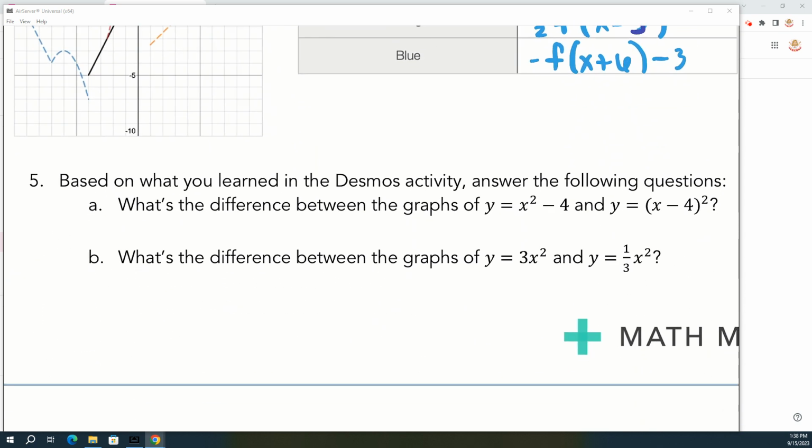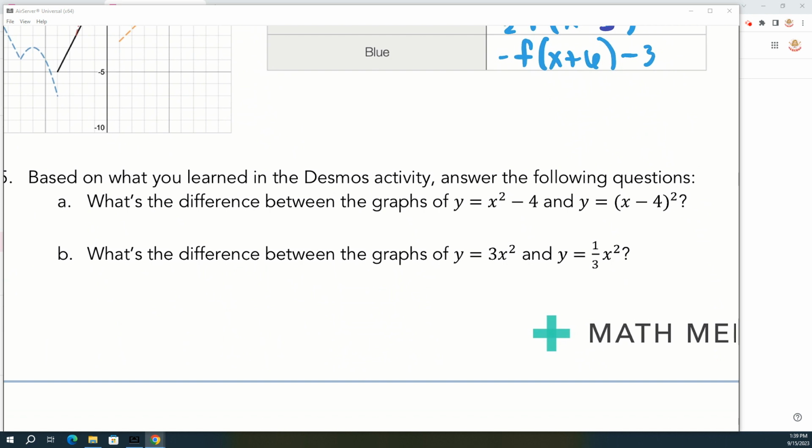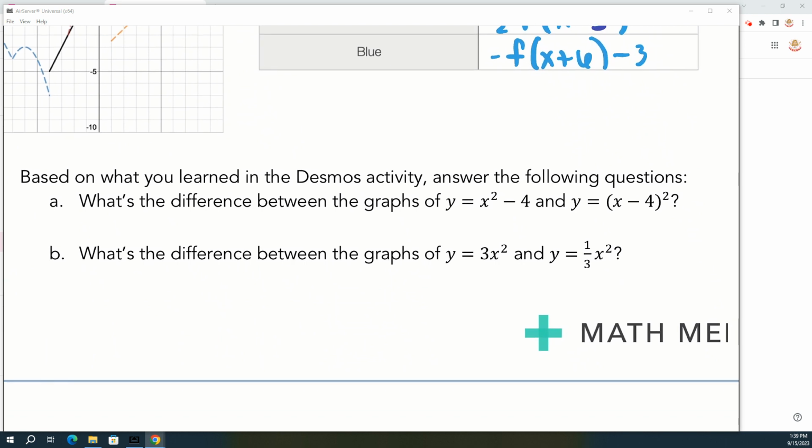All right. So then, based on what we just learned and what you remember from last year, hopefully, if you subtract 4 on the outside, what is it going to do? Down 4. Good. And what about subtracting on the inside? Right.